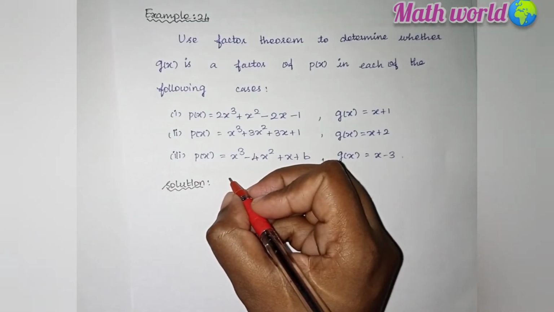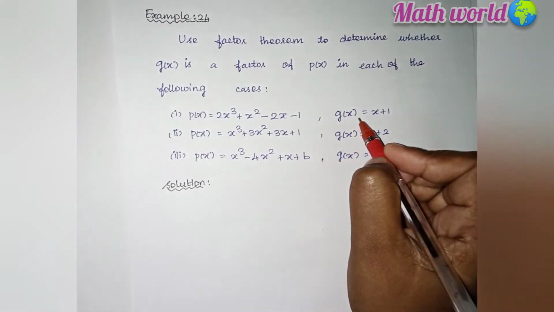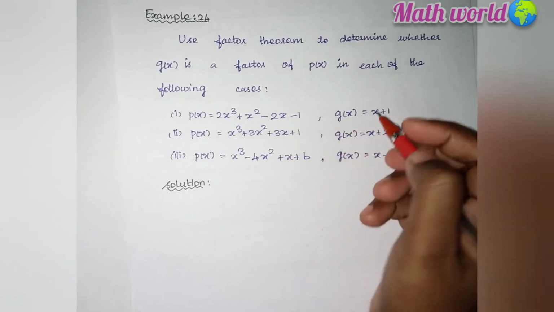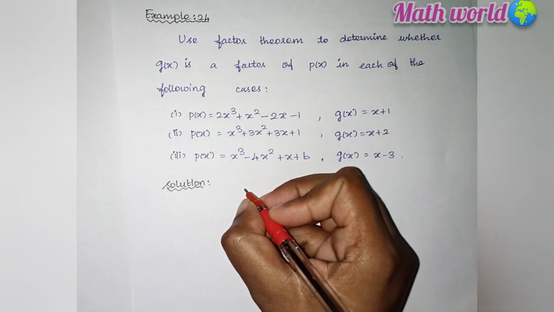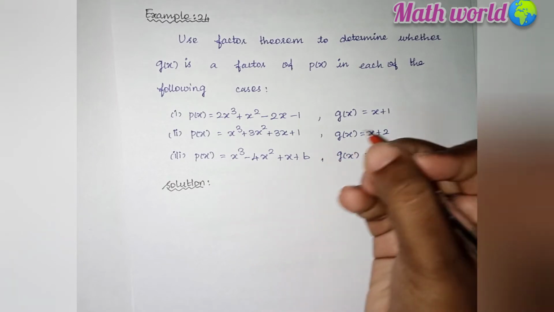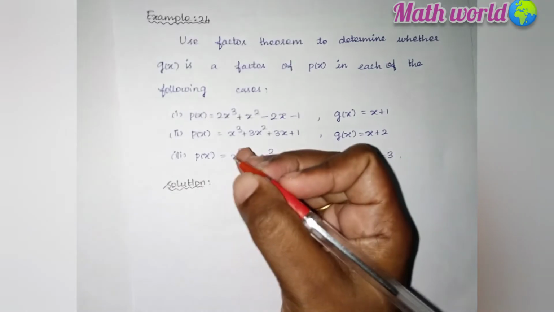Example number 24. Use factor theorem to determine whether g of x is a factor of p of x in each of the following cases. They have given this p of x and g of x. We need to find whether this g of x is a factor of p of x or not. Okay. So let me take first g of x as a factor, that is equal to 0. Then we can get that constant value or that variable value. Then you can substitute in this p of x.